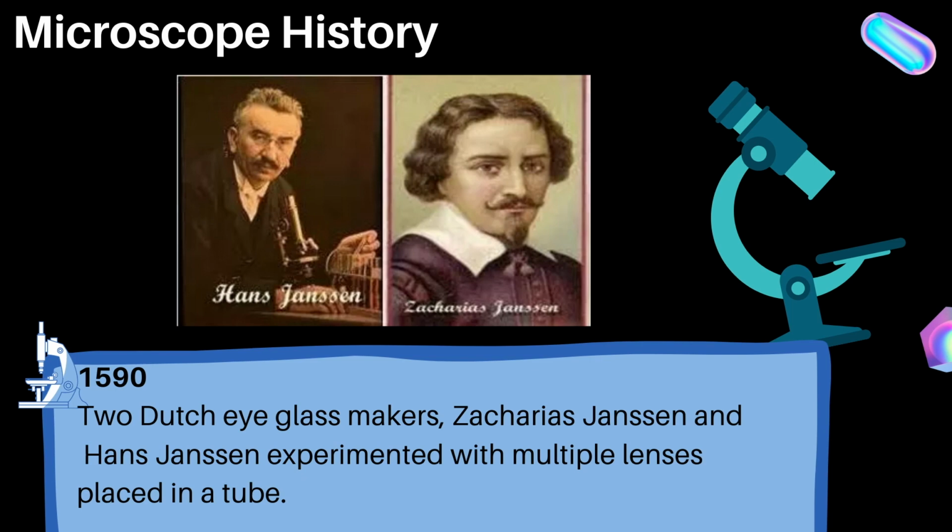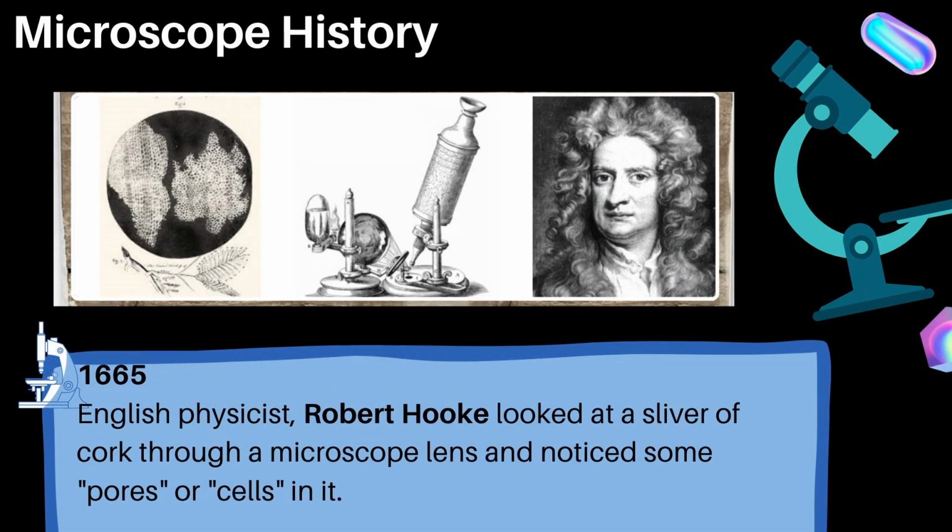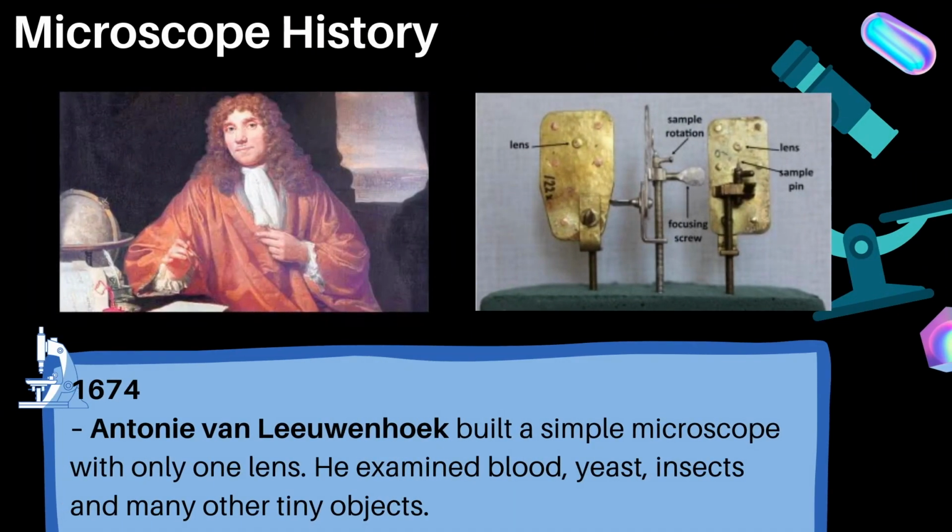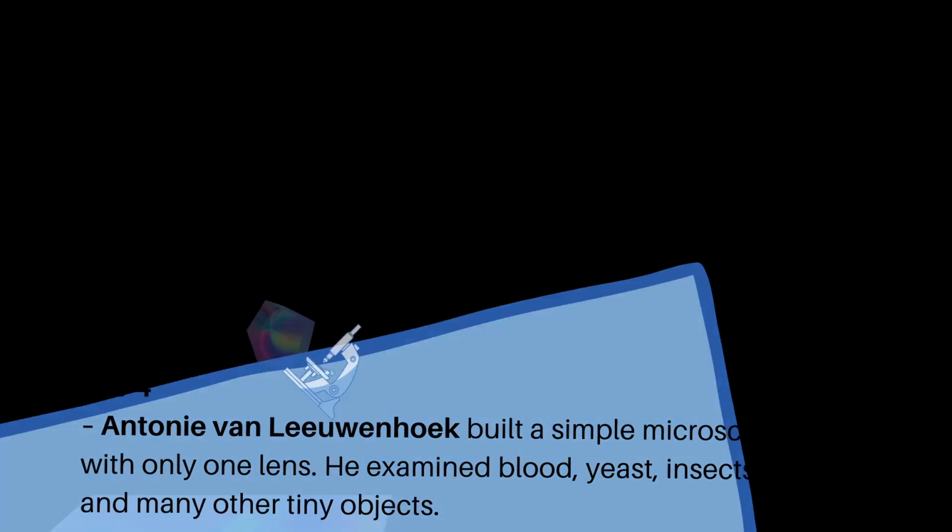Around 1665, an English physicist, Robert Hooke, documented his observations in his book entitled Micrographia. He looked at a silver cork through a microscope lens and noticed some pores or cells in it. This inspired Anton van Leeuwenhoek to build a simple microscope with only one lens. He examined blood, yeast, insects, and many other tiny objects. He was able to make a compound microscope with higher magnification during his time.